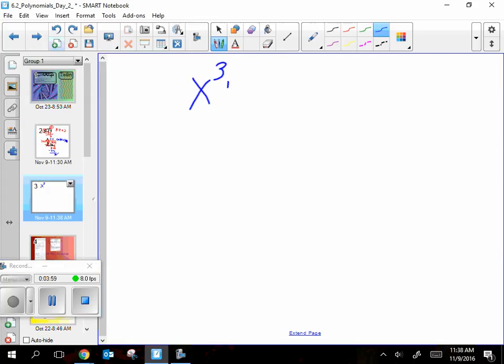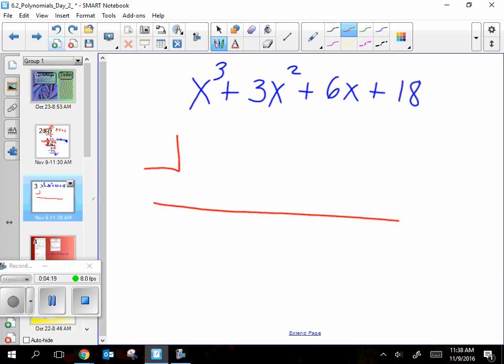This one has a root. And the root is going to go in this little box like this. Okay. And the root, not the factor, the root is -3. My question is, use that to factor this polynomial using synthetic. I'll pause for a second while you try that.